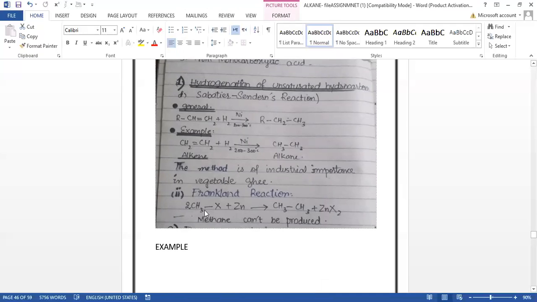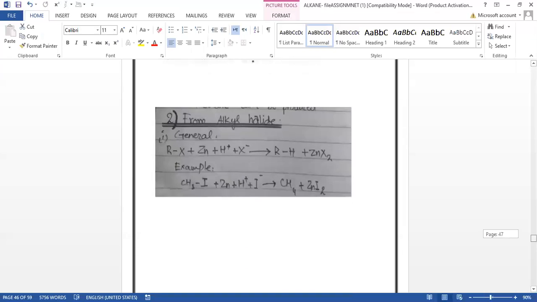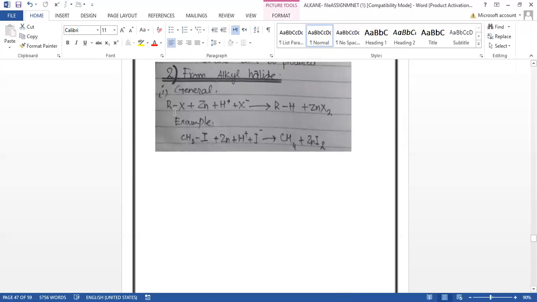In the Frankland method, the alkyl halide reacts with zinc and forms alkane with zinc halide. From the alkyl halide, zinc reacts, and there is a proton and halogen, and we get the desired product, the alkane.